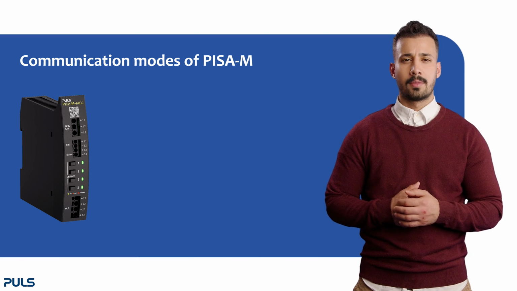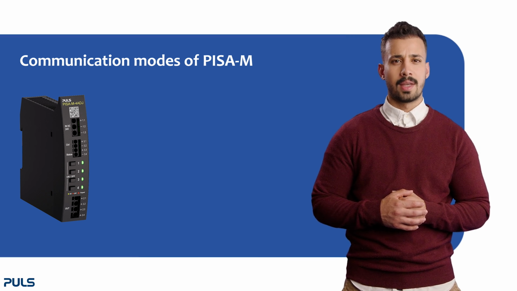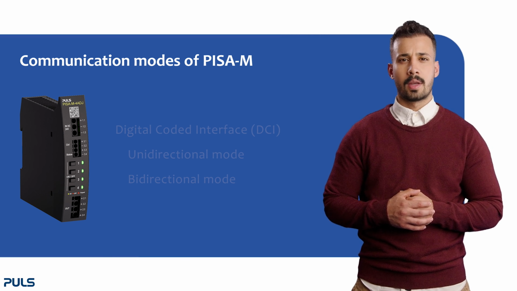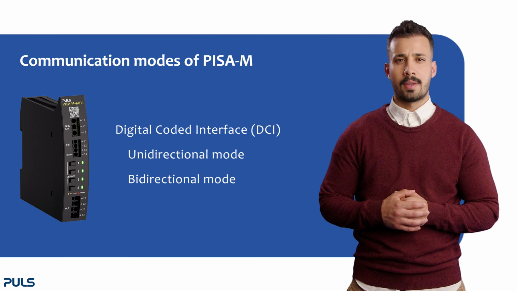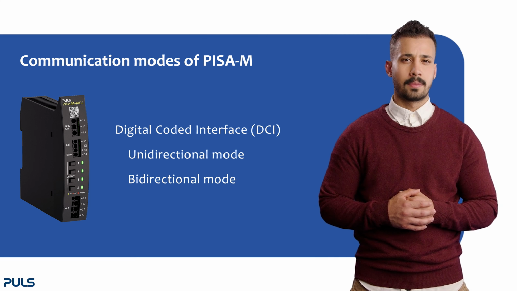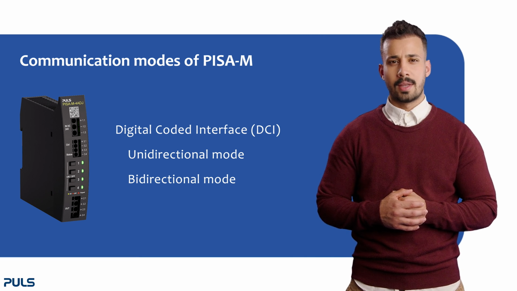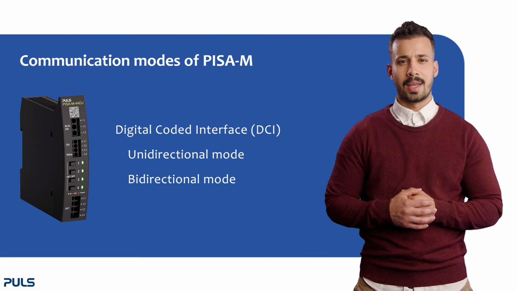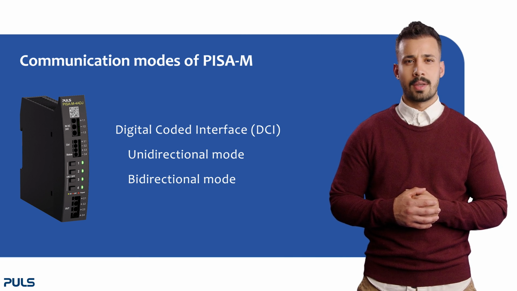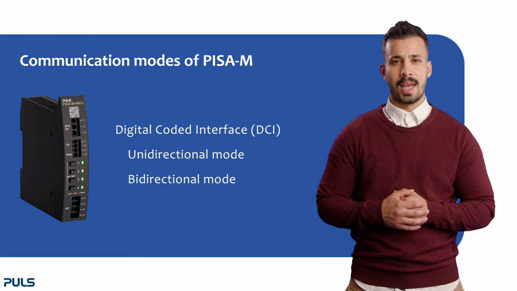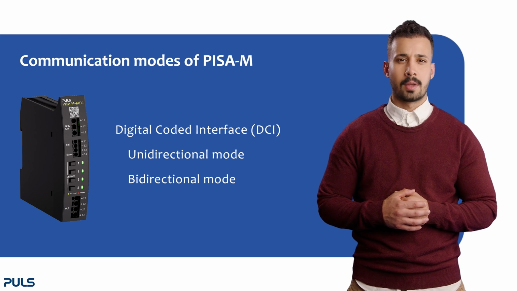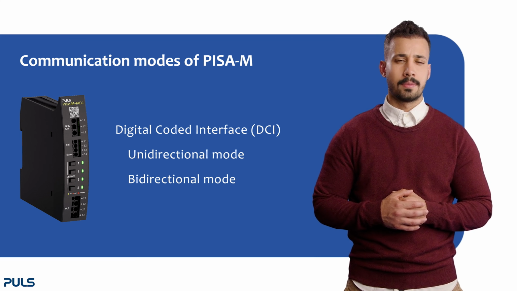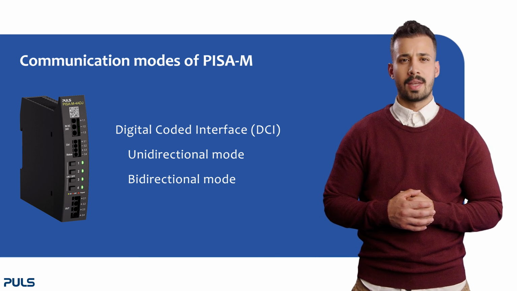In the last video, we looked at the basics of status communication. Now we will move on to the digital coded interface mode, known as DCI. The PISA-M provides simple and efficient communication via the digital coded interface. This allows both unidirectional and bidirectional communication through the digital inputs and outputs of a PLC. We will begin with DCI unidirectional mode and then move on to bidirectional mode.